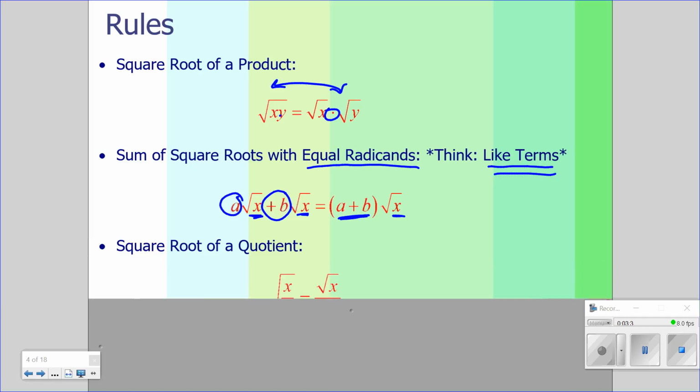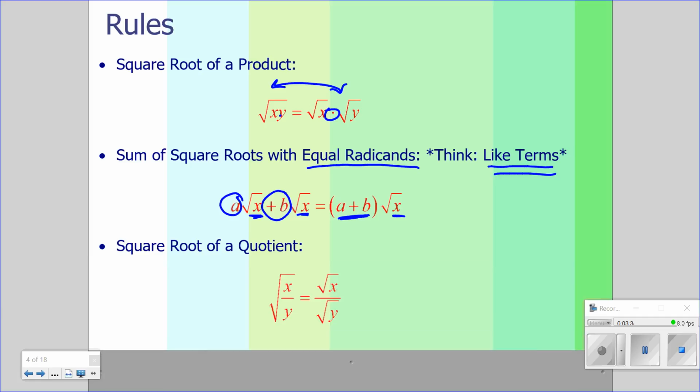And then the square root of a quotient, which we didn't see on the first trial slide, says that if we have the square root of a fraction, then we can break that apart into the square root of the numerator divided by the square root of the denominator. And this is similar to the first square root of a product property, where if it's multiplication, we can break it apart. If it's division, you can break it apart. Notice this did not work for addition or subtraction though. Okay, so keep that in mind.